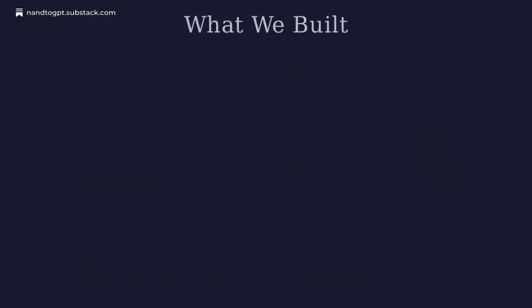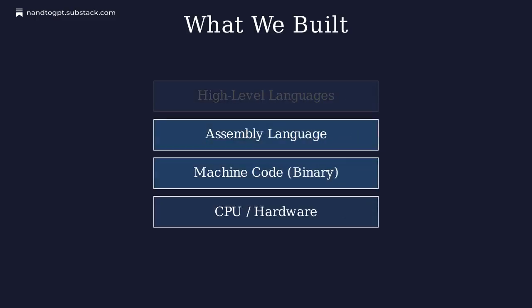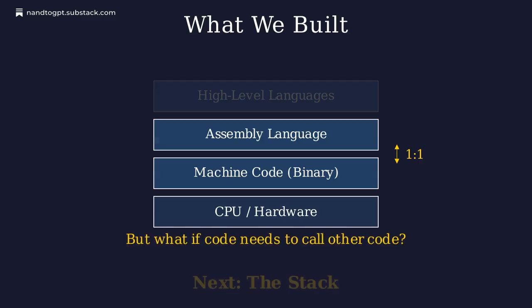From NAND gates, we built a CPU that executes binary machine code. Assembly language sits just above, a thin readable layer with one-to-one mapping. We can write programs, we can use labels for organization, we can add comments for clarity. But there's still a problem. What happens when we want to reuse code? What if one piece of code needs to call another, then come back? Next time, the stack, how functions call each other and return.